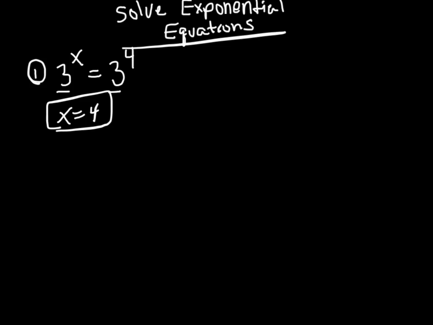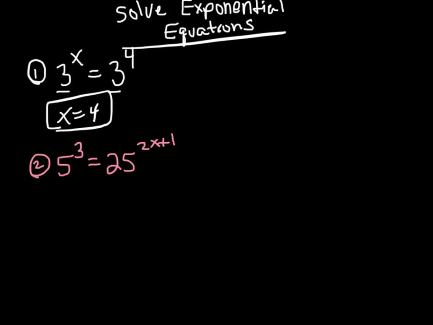Simple as that. If we change it up a little bit, on my second example, I give you 5 to the 3rd equals 25 to the 2x plus 1. The problem we have here is these do not have the same base, so the first thing we're going to have to do is make them have the same base.